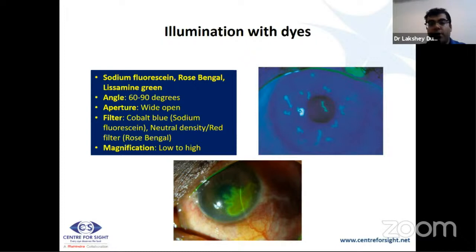So fluorescein, rose bengal and lissamine green are mostly for staining the devitalized cells, the dead cells, and mucus. So these are helpful mainly for evaluating the ocular surface in dry eyes. Additional to this, rose bengal can also be used to highlight metaplastic cells in ocular surface neoplasias.